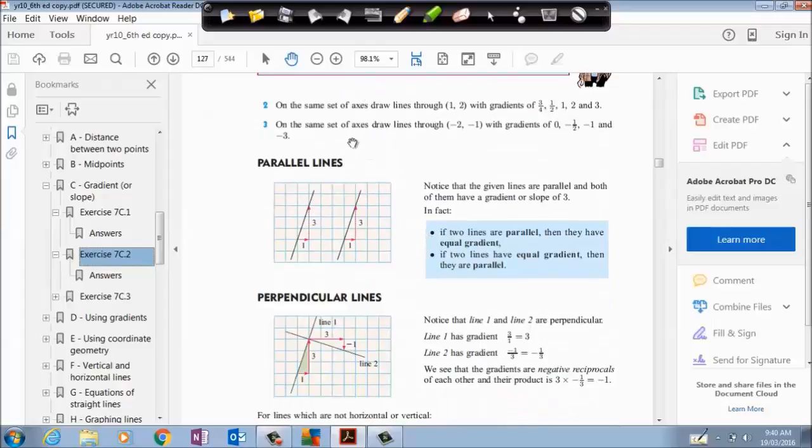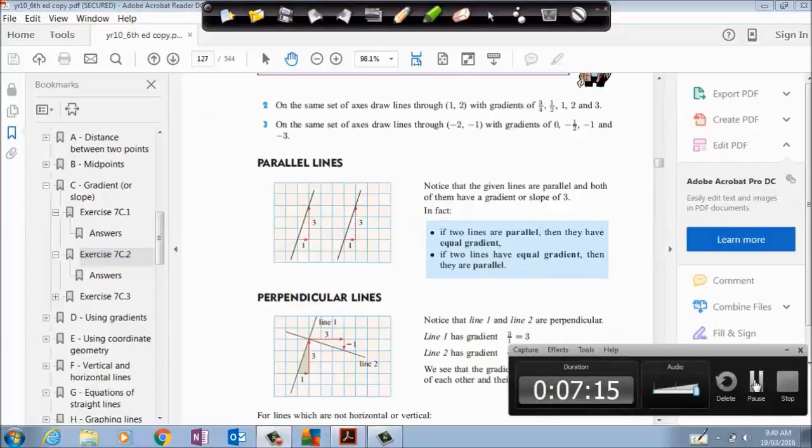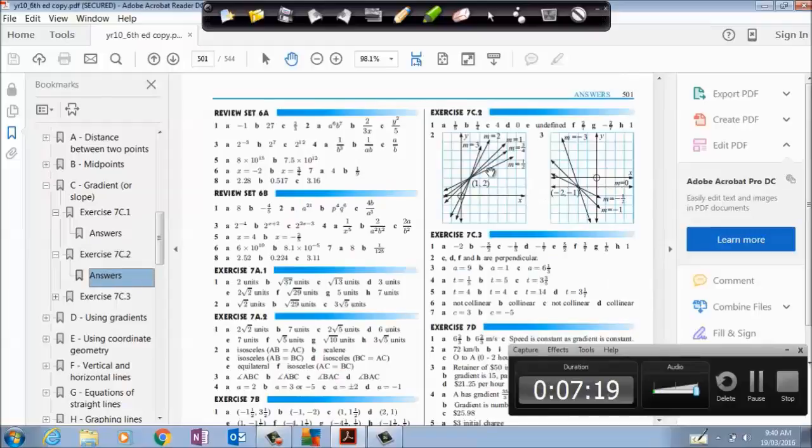Question 2 and question 3 you could do on the same set of axes, draw lines through that point with those gradients. You can pause that and have a go and then check the answers. The answers are here, 7C2, question 2 and question 3.